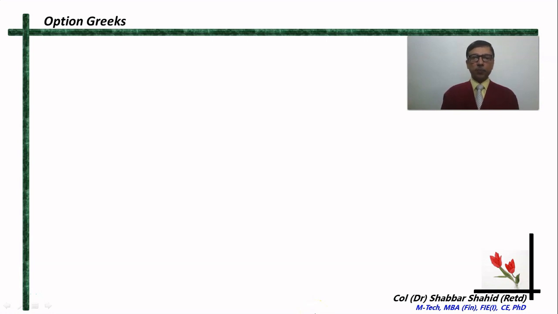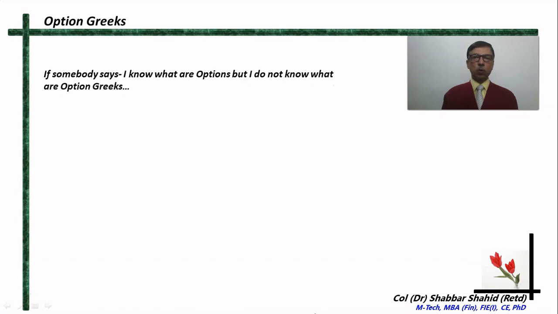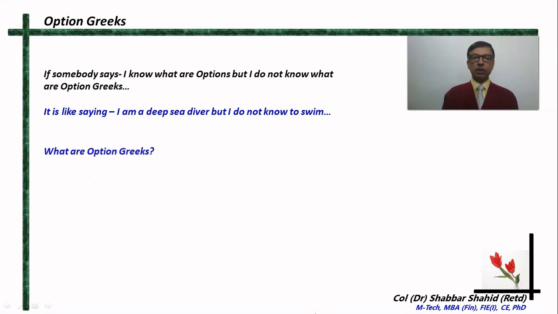So by now, having completed so much of the course, we know what options are. But if somebody says that I know what options are, but I do not know what option Greeks are, then it would be something like saying that I am a deep sea diver, but I do not know how to swim. So therefore, now we need to understand what option Greeks are.